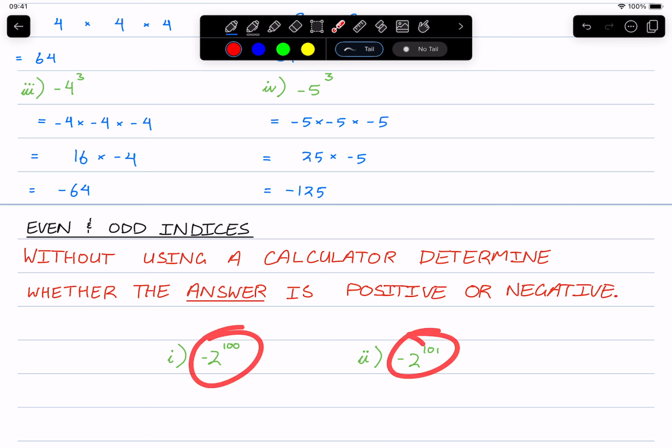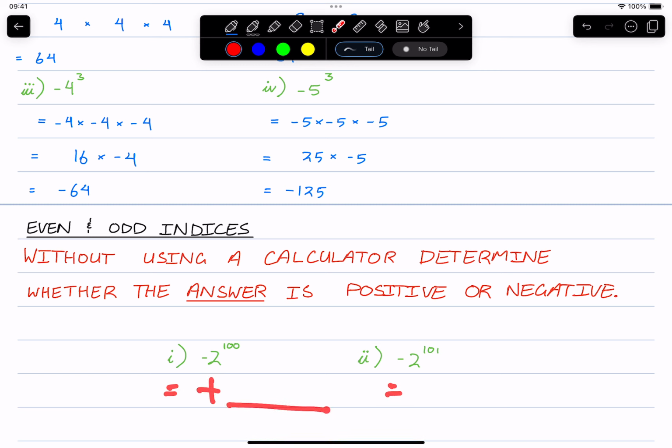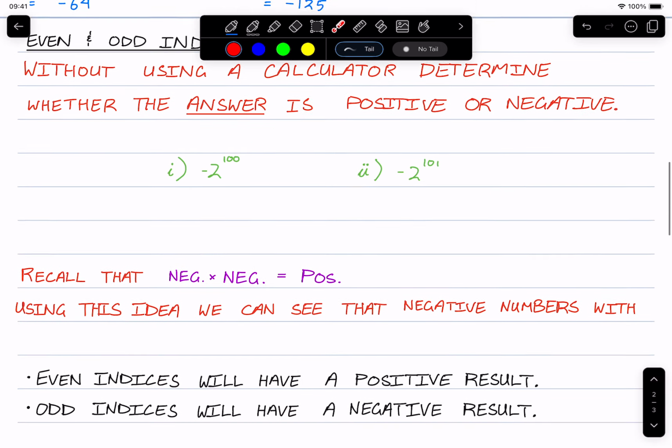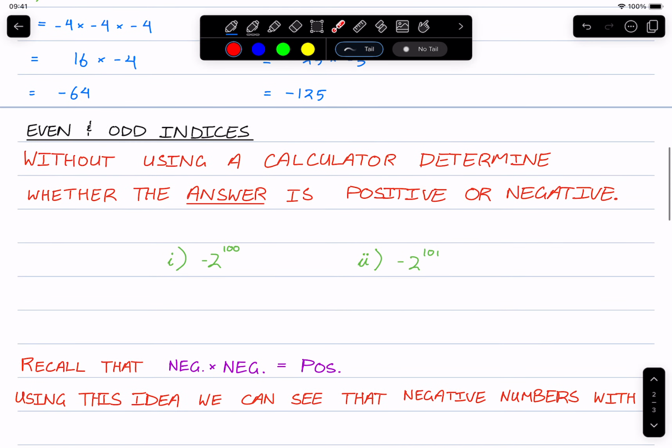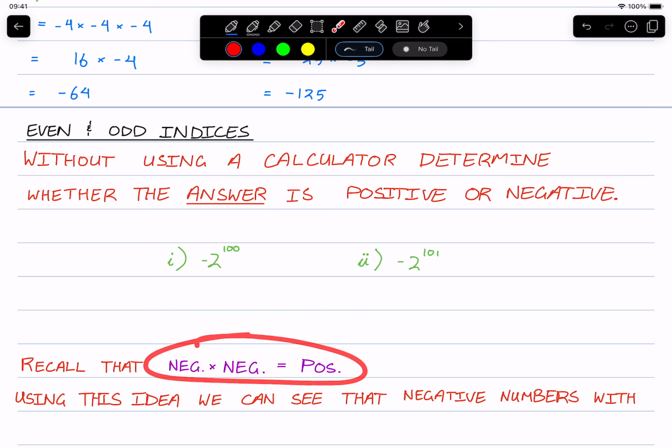So these two, let's figure out whether it's positive or negative. I don't care what the actual answer is. If all we're looking for is whether this answer is going to be positive some number, or this one's going to be negative of some number, or they might both be positive or they might both be negative. We don't know.